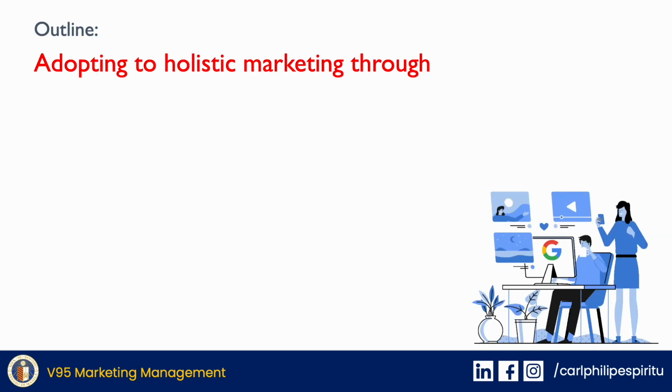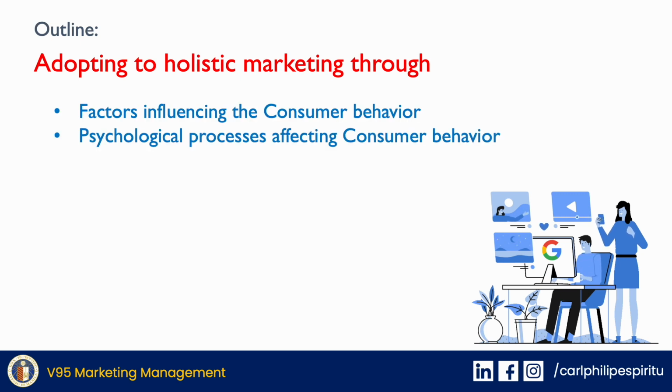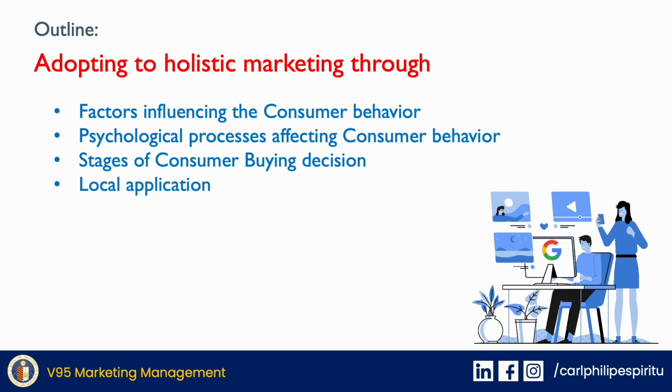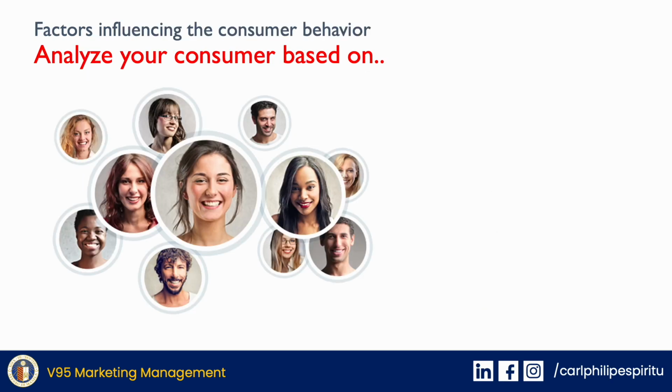A good marketer should adapt to holistic marketing through understanding the factors influencing consumer behavior, knowing the psychological process affecting consumer behavior, and being familiar with the stages of consumer buying decision. Later, I will share with you one local application.